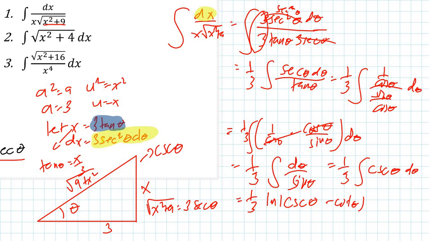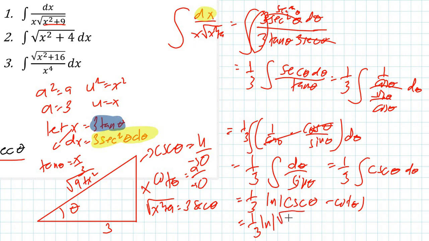Because cosecant theta is hypotenuse over opposite, therefore I'm going to have square root of 9x squared plus x. Then cotangent theta, it would be the adjacent over the opposite. Therefore, this becomes 1/3 the ln of absolute value of cosecant theta, which is hypotenuse over the opposite side, and the opposite side is x, we just leave it as x.